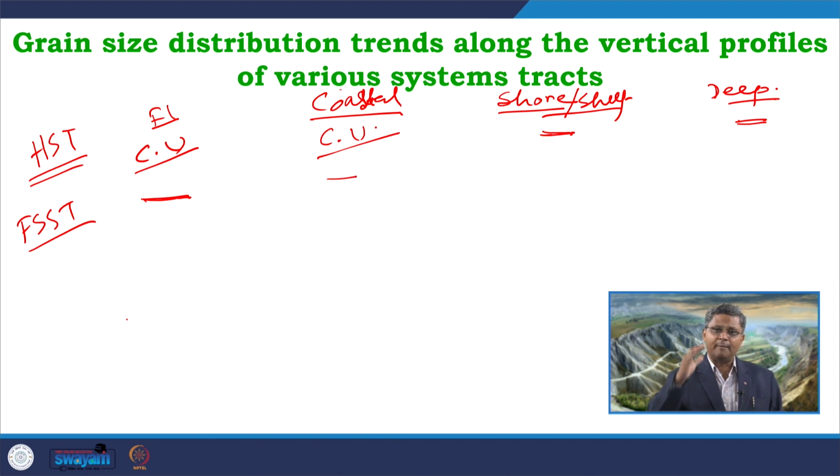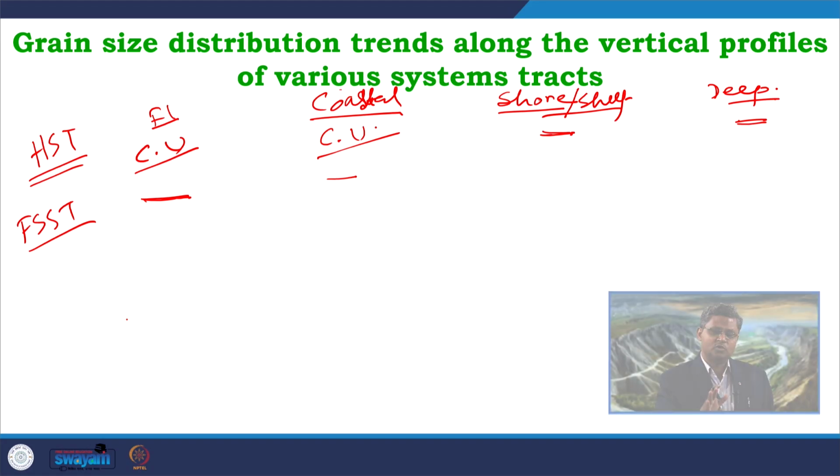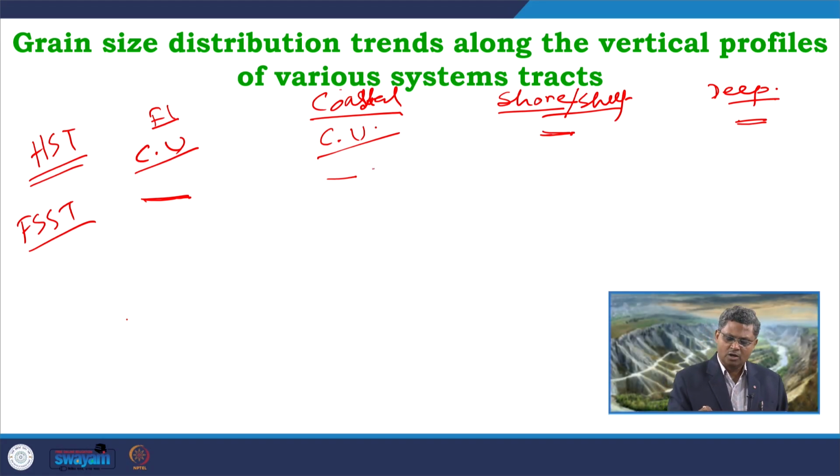If the amount of forced regression is high, then the coastal area will also be affected by this erosion or bypass, and we will not get any deposition over there, and so we will not be able to distinguish any grain size distribution trend. If in the coastal area we get FSST, then definitely within the FSST part we can get a coarsening upward trend.